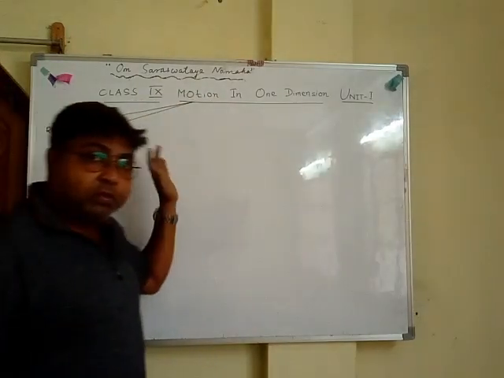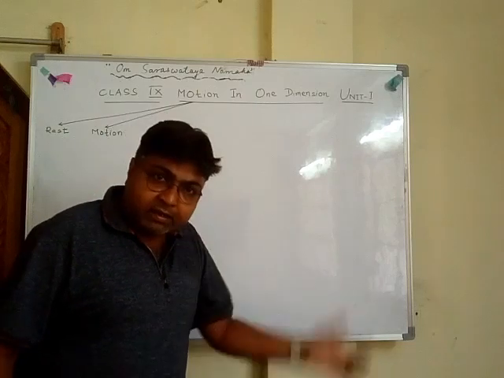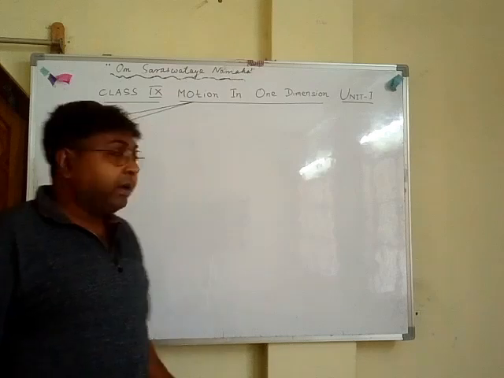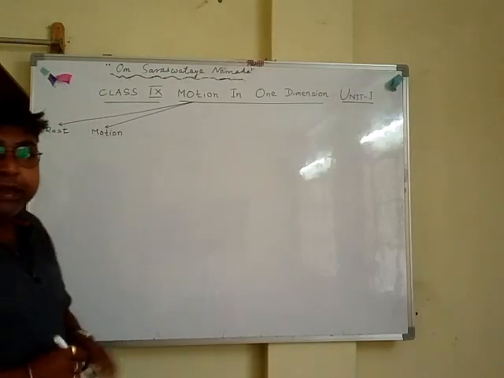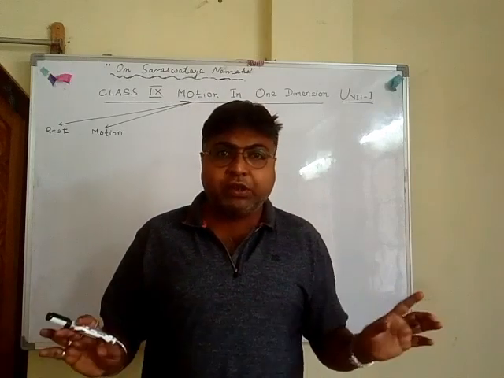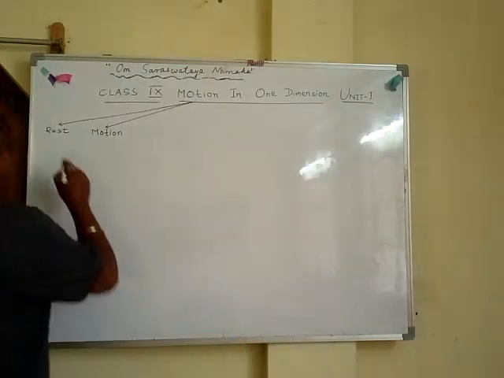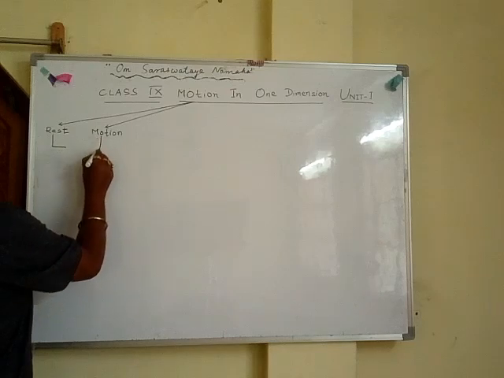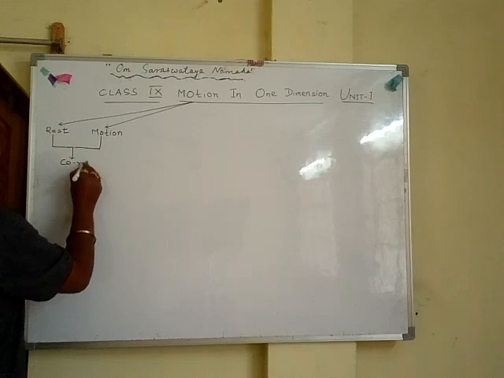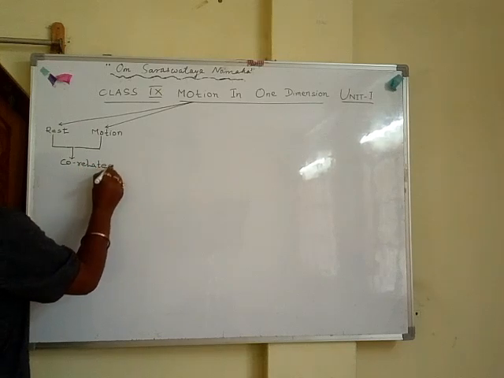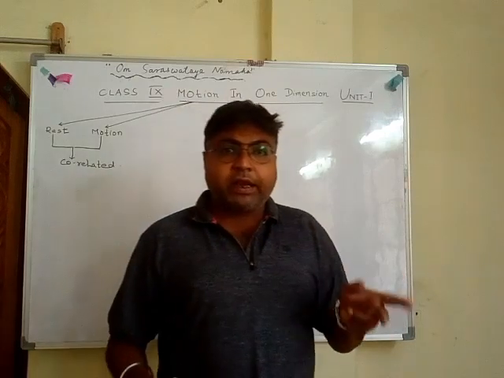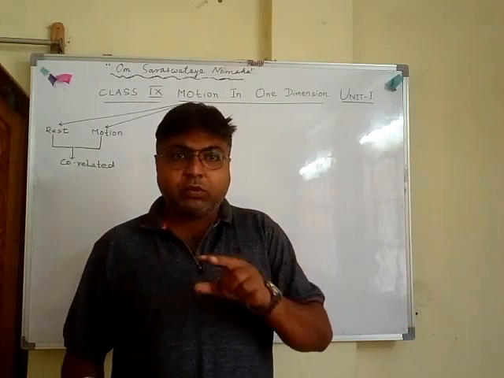But before moving on to the next technical terms related to this particular unit, do remember that rest and motion are considered related to each other. They are correlated to each other. Now, how are they correlated to each other? In a coin there are two sides. Every coin has two sides.